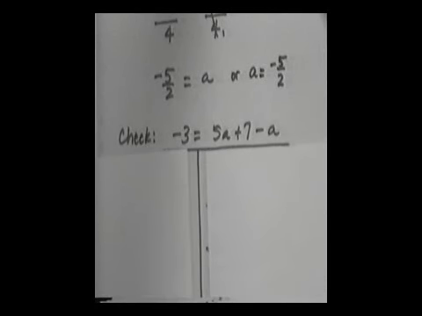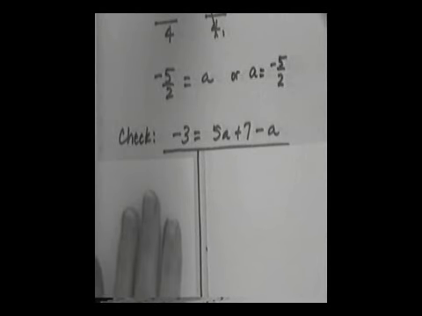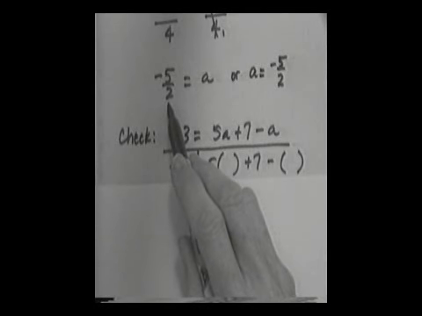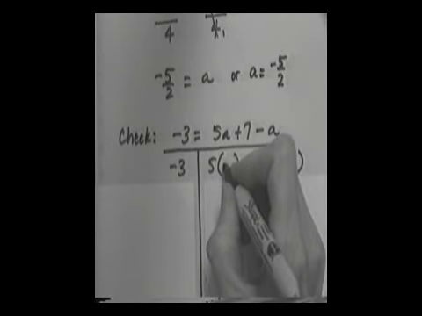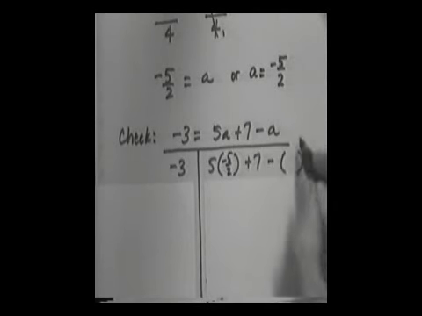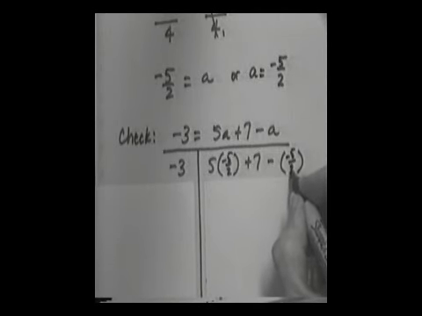We make the T format, the vertical bar under the equals mark to act as a wall past which we do not go. On the left we have -3. On the right we have 5 times parentheses plus 7 subtract parentheses. The parentheses in each case to receive the a value that we're going to test. We're checking for a being -5/2. So we write -5/2 in each set of parentheses.